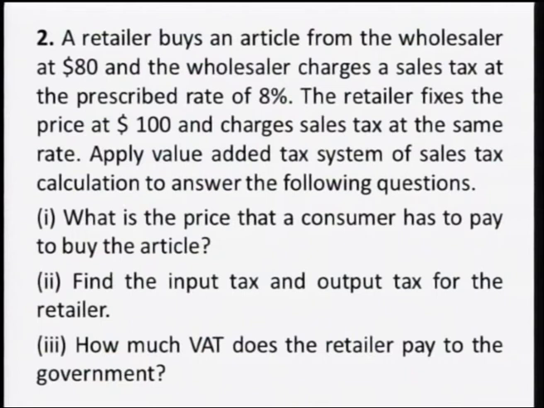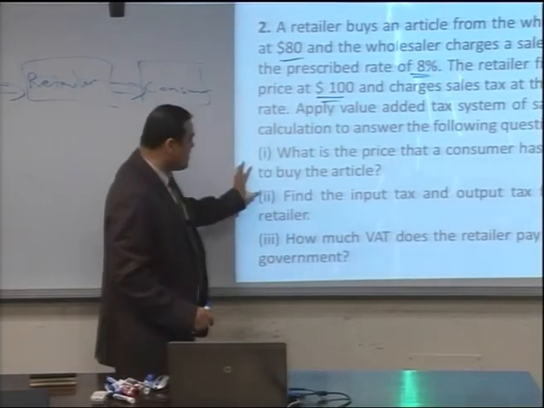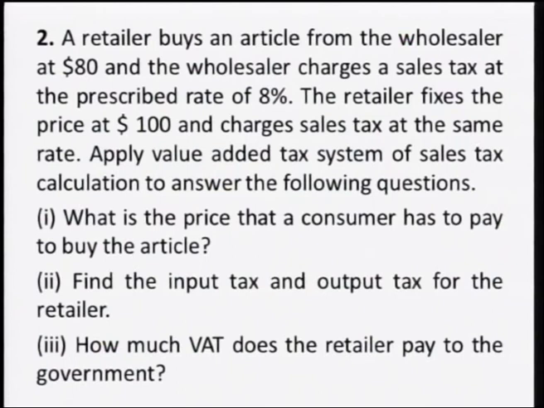Number two, find the input tax and the output tax for the retailer. Number three, how much value added tax does the retailer pay to the government? Because in the end the retailer collects the taxes and deposits them with the government. Okay? So the first question is what is the price that the consumer has to pay to buy the article?